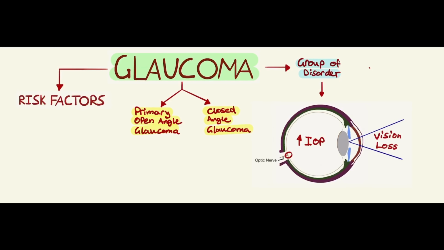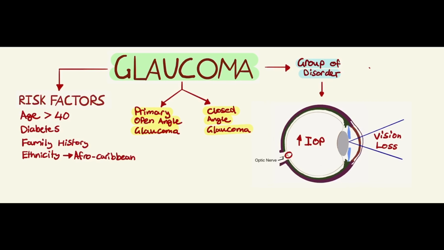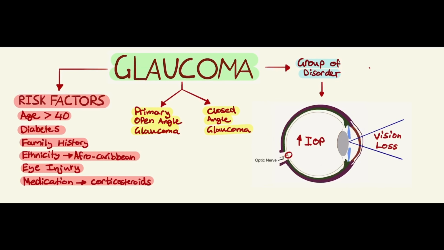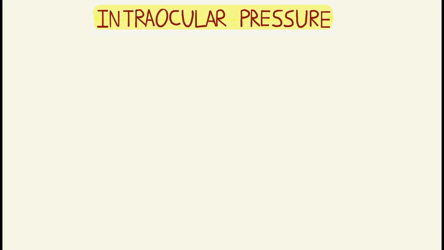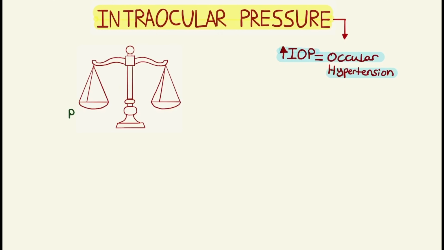Some risk factors increase the risk of developing glaucoma. These include age, especially if over the age of 40, diabetes, a family history of glaucoma where someone in the family has or has had the disease, certain ethnic groups such as Afro-Caribbeans, eye injury, and some medication such as long-term use of corticosteroids. The pressure in the eye is referred to as intraocular pressure, and when this pressure increases, it causes ocular hypertension, which increases the risk of developing glaucoma.